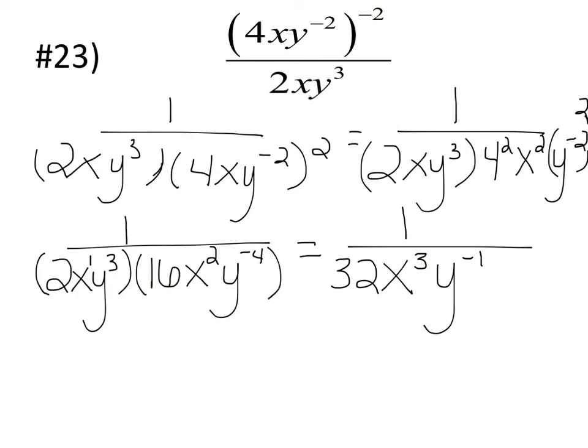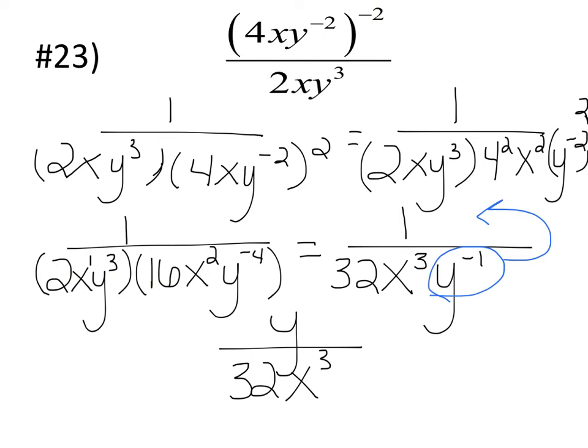So the only thing we have left to take care of is this y to the -1st power, because you can't ever end with an answer with a negative exponent. So we just need negative exponent in the denominator, raise it to the top. So you end up with y to the 1st power, which we won't write, over 32x cubed. And that is your answer.